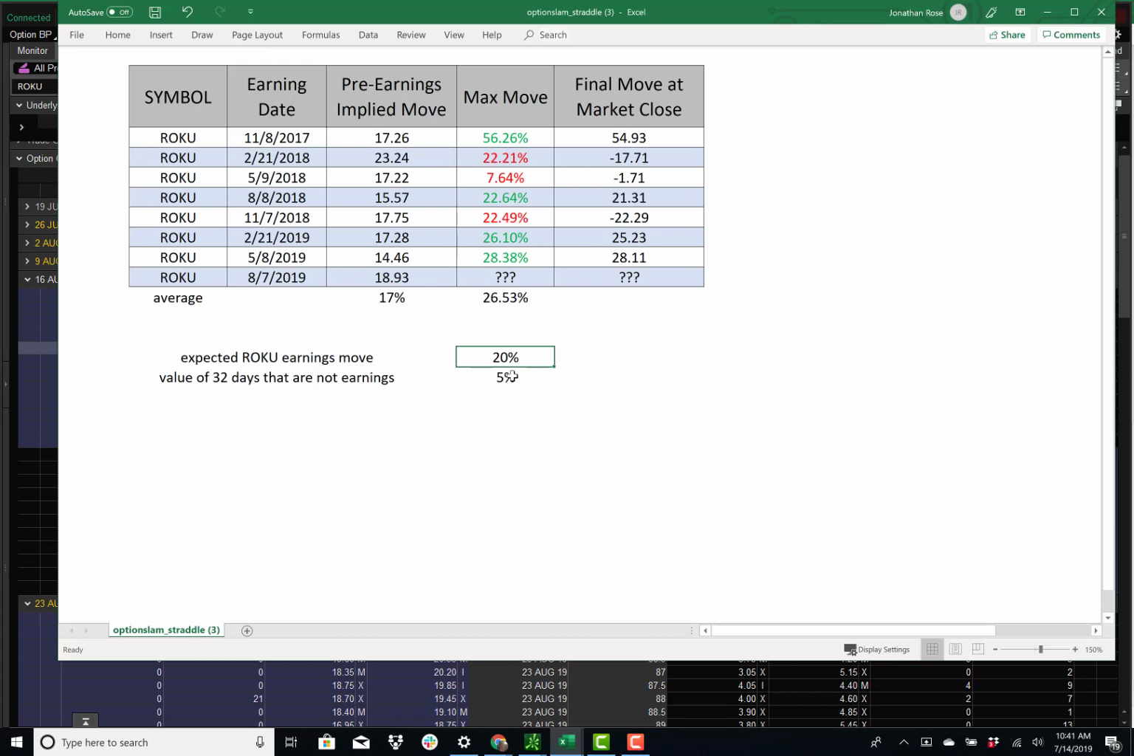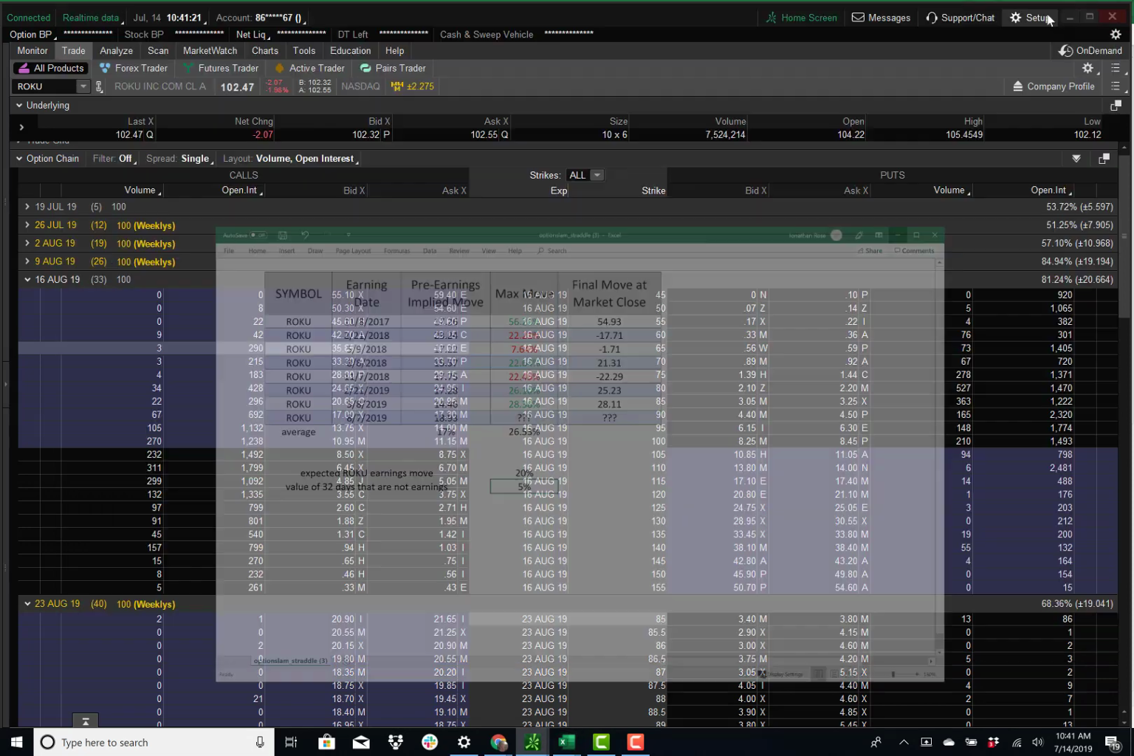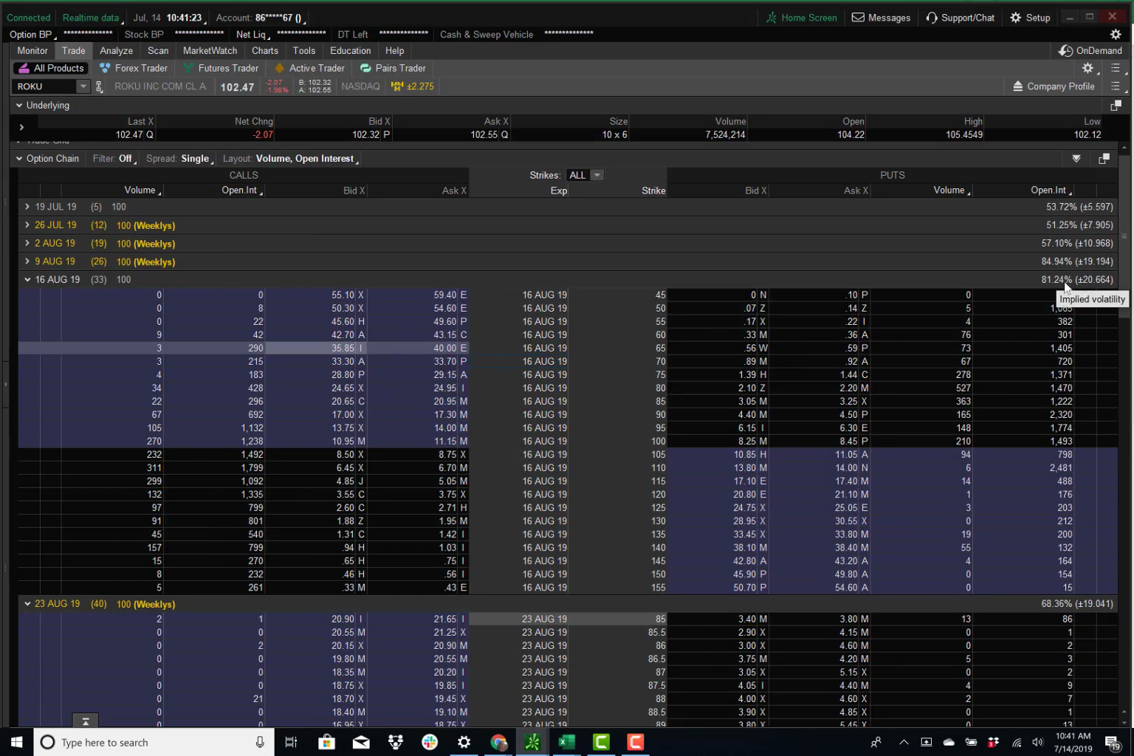So right now, we might say that the implied move should be closer to 25% for ROKU. But the implied move right now is 20. Up or down, 20 is about 20%. If we think that it should be closer to 25%, we want to be buyers of options. So that's why ROKU is on the spreadsheet.